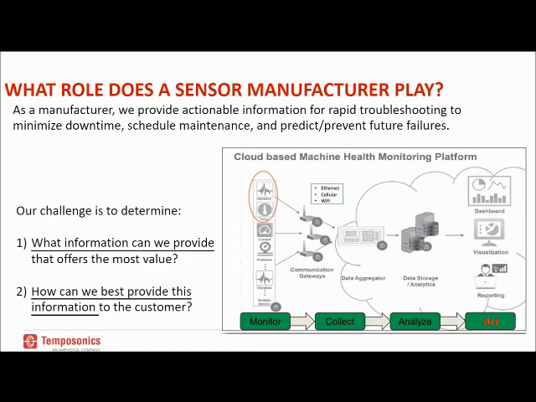So we have to help them, or at least inquire from them, what type of information it is that they want from us. What can we provide that will offer them value in terms of preventing downtime or failures or similar? And how can we best provide this information to the end user, right? So these are the big questions that come up.